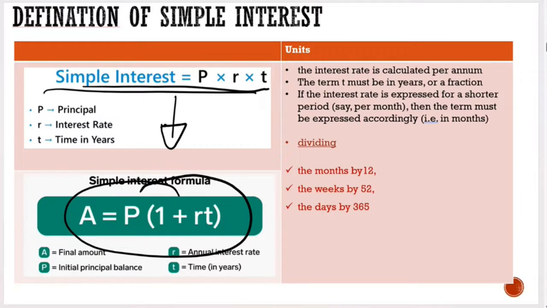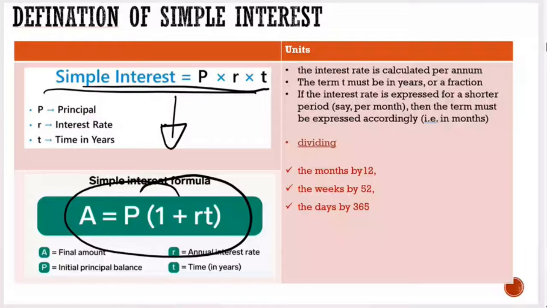It must always be in years or a fraction. It can be years or a fraction. So if the interest rate is expressed as a shorter period, maybe a month or a day or weeks, it needs to be expressed accordingly. That means if you are told that the interest is paid monthly, you have to divide that interest by 12. If it is weekly, by 52. If it is days, you divide by 365.